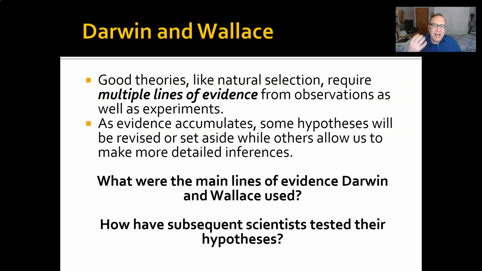Good theories like natural selection require multiple lines of evidence from observations as well as experiments. As evidence accumulates, some hypotheses will be revised or set aside while others allow us to make more detailed inferences. What were the main lines of evidence Darwin and Wallace used? How have subsequent scientists tested their hypotheses? Think about what that might be. It's okay if you don't have the answer, but just think about it.